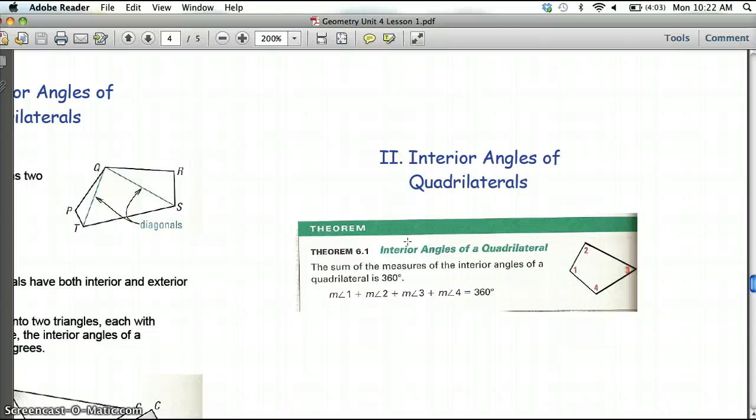Anyway, we're going to be talking about interior angles of quadrilaterals, and the sum of the interior angles of all quadrilaterals is 360 degrees. So we're kind of adding the sum of the interior angles of two triangles together. You do that, you get a quadrilateral, and you get 360 degrees. So as you can see in the diagram, if you add angle 1, 2, 3, and 4, the total is 360 degrees.